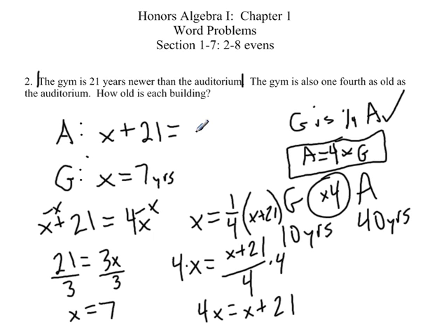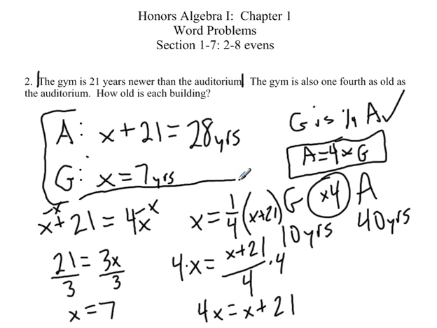And then if you add 21 years to that, that'll give you the age of the auditorium, which is 28 years. So 28 years old and 7 years old will satisfy both statements. The gym is 21 years newer, and the gym is 1/4 of the age of the auditorium. So this box contains the answers to the question, how old is each building?